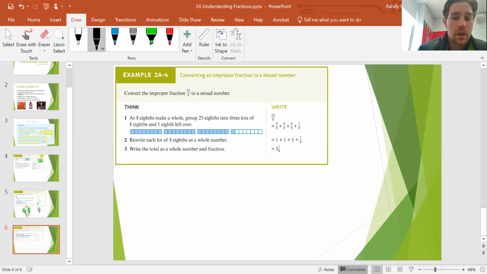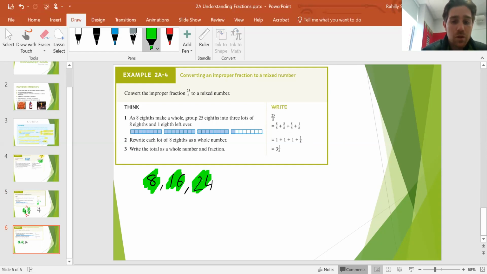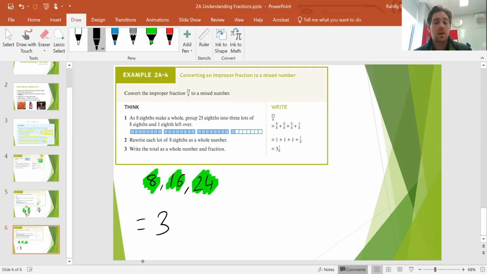Okay, so we'll go through our 8s: 8, 16, 24. If we go another 8, it's going to go over 25. So we've got 1, 2, 3. We've got 3 whole groups of 8. Then we got to 24. What's left over to get to 25? 1. So 3 and 1 remainder, which is 3 and 1 over 8.